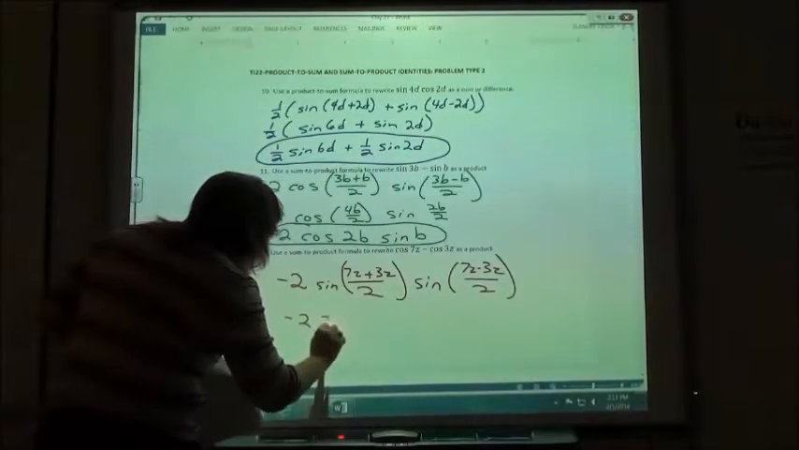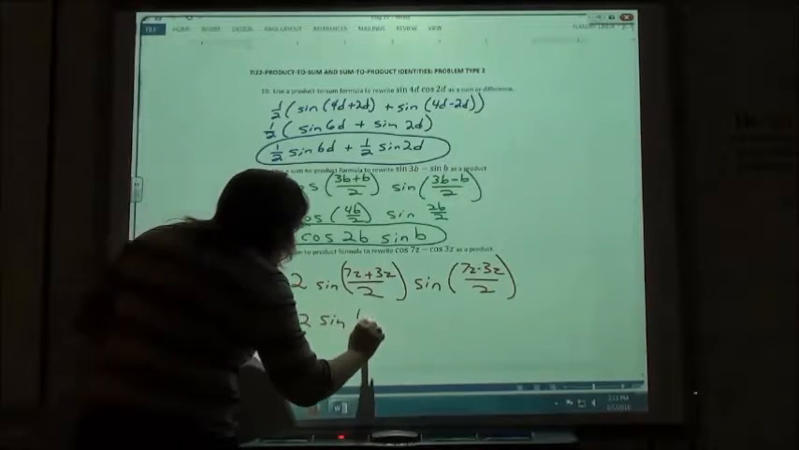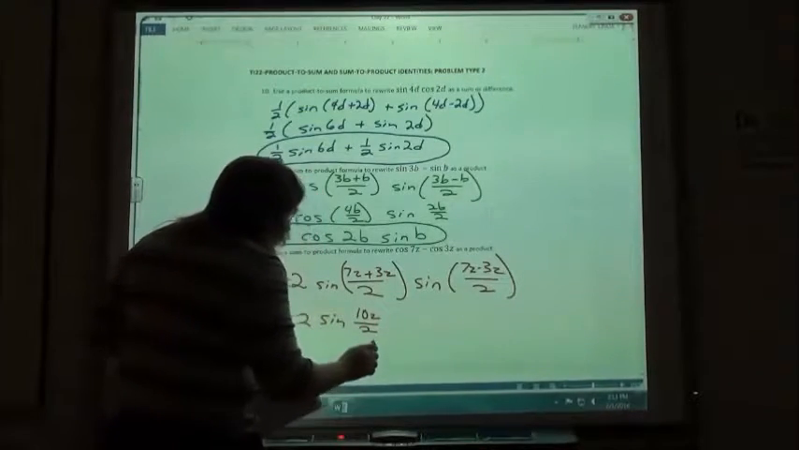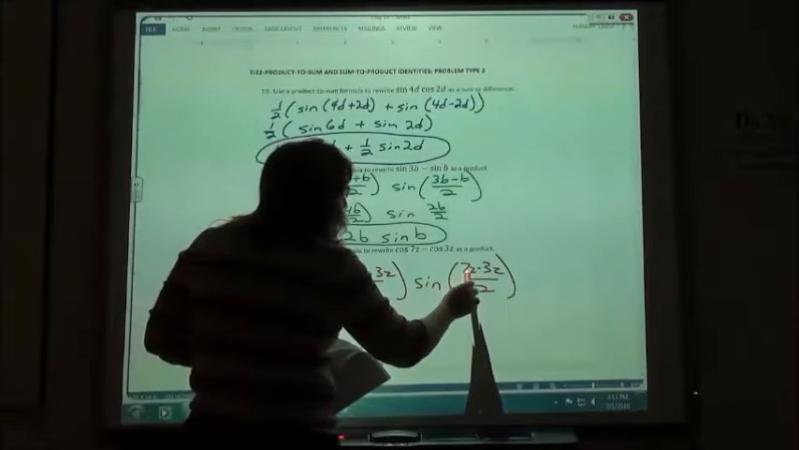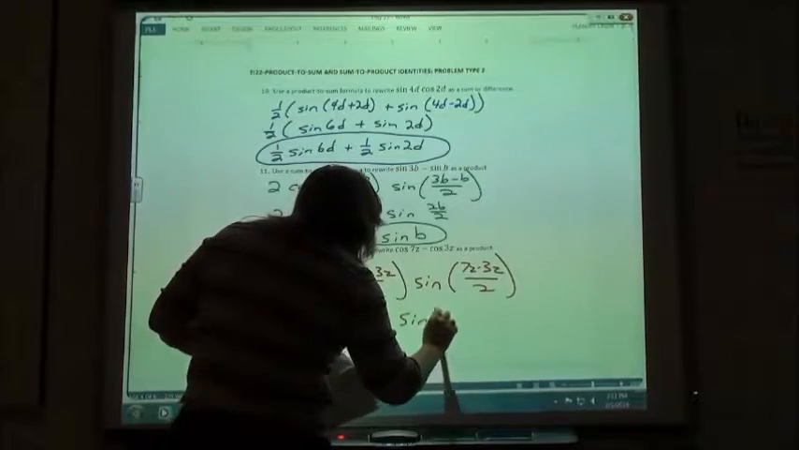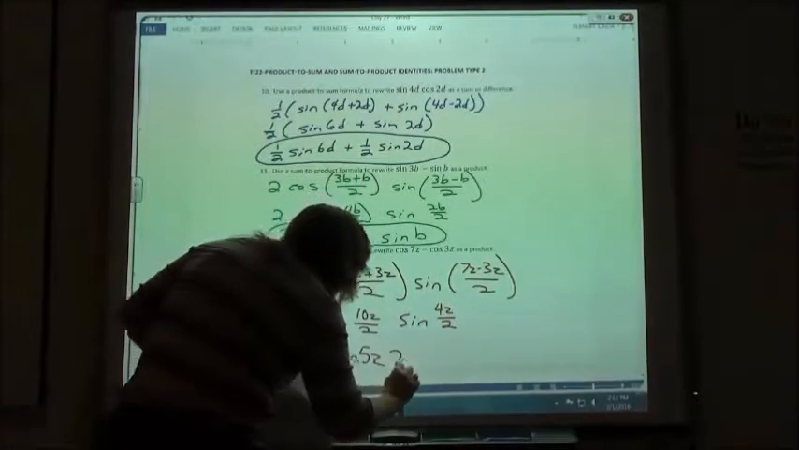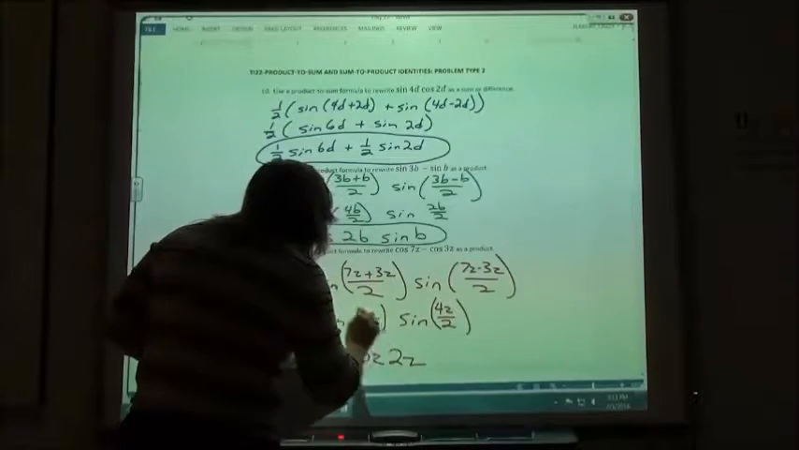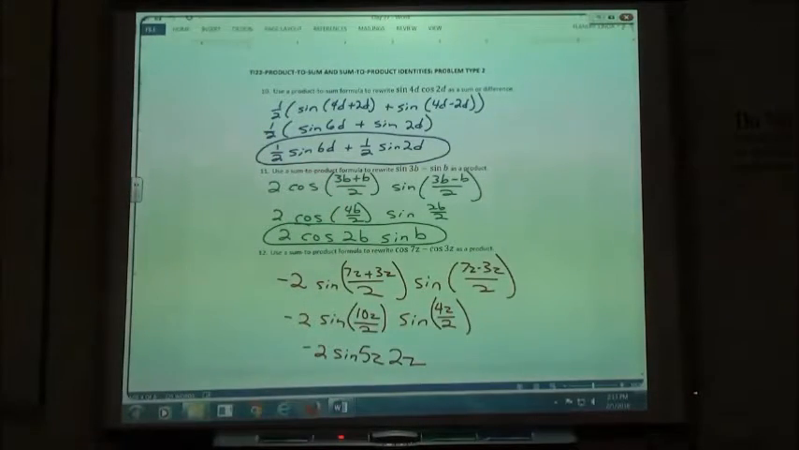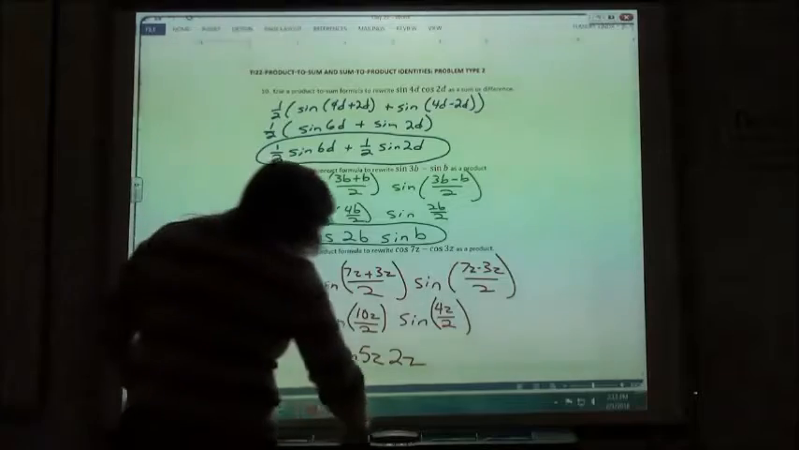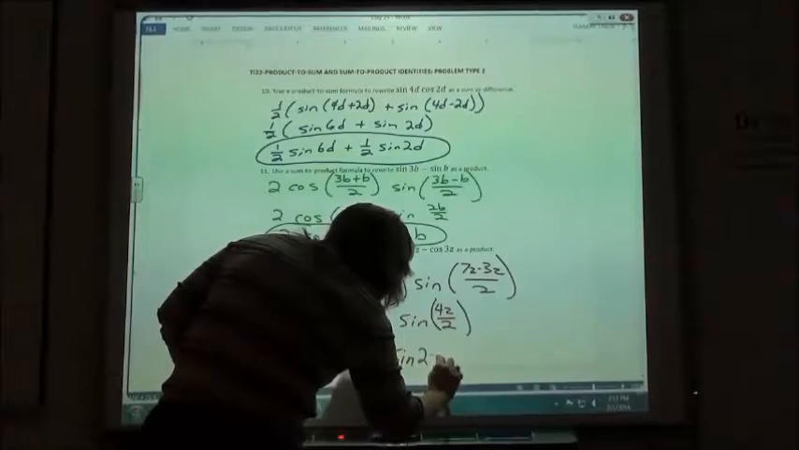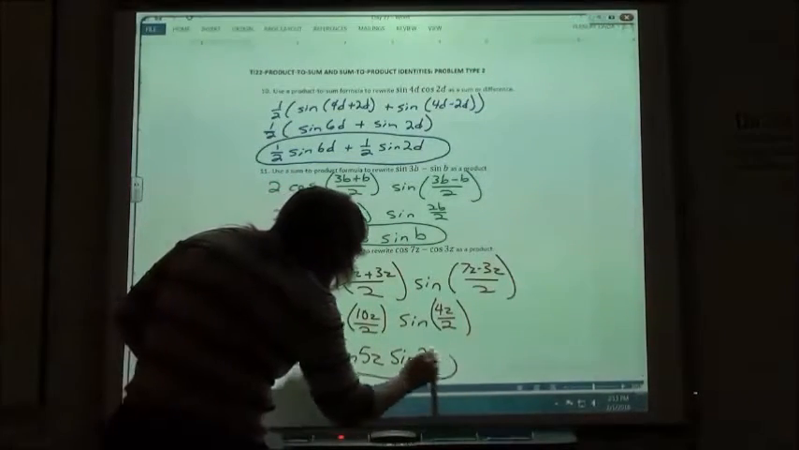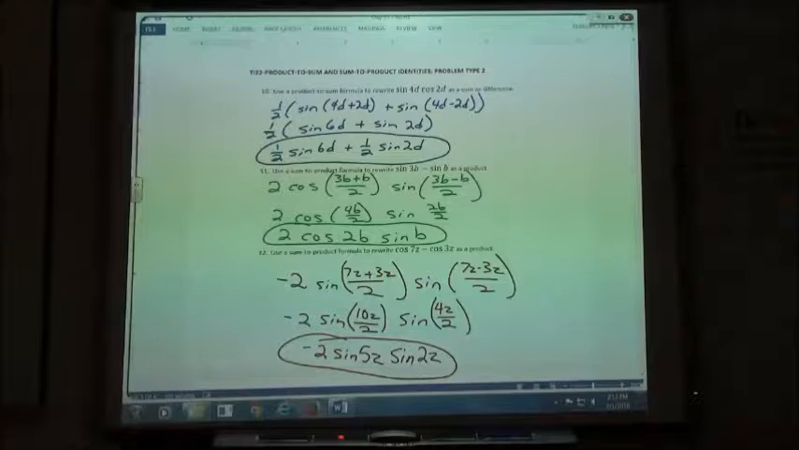So -2 sine, 7 plus 3 would be 10z over 2, which is 5z. And then 7z minus 3z would be 4z over 2, which is 2z. So I get -2 sine of 5z. Whoops, and I forgot to write the word sine in there. Helps if I put that in there. Sine of 2z. Now I got it written down right. So -2 times the sine of 5z times the sine of 2z would be our answer.